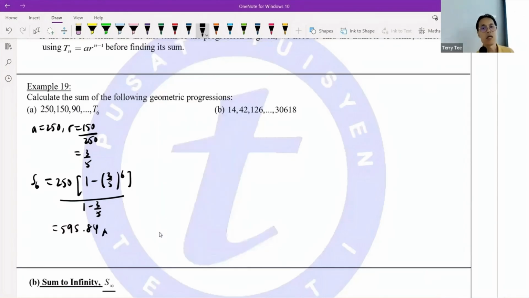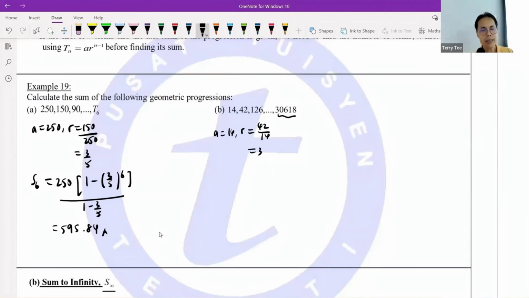Look at B now. My A is 14. My common ratio is 42 divided by 14, which is 3. But the problem with B is, do you know how many terms you have? Do you know what your n is or not? For B, do you know what your n is? No. I need to find my n.